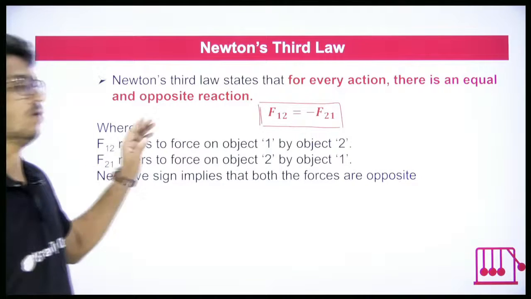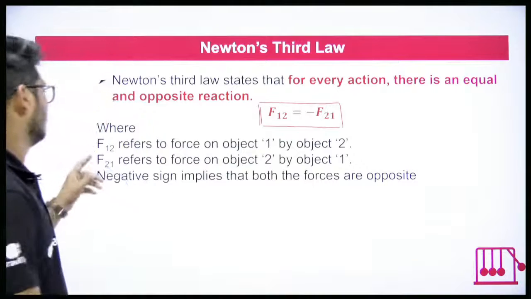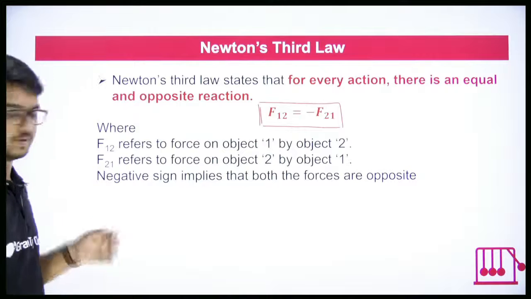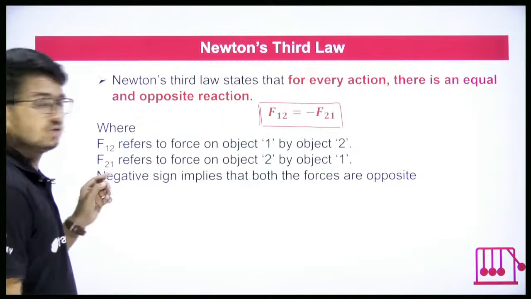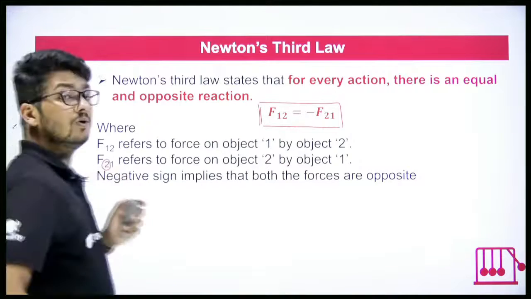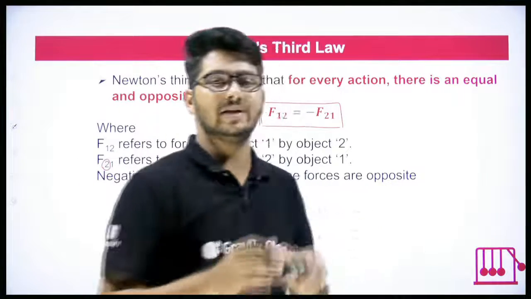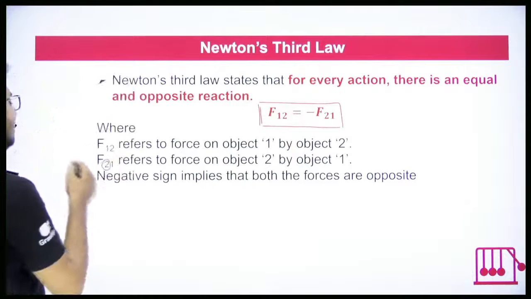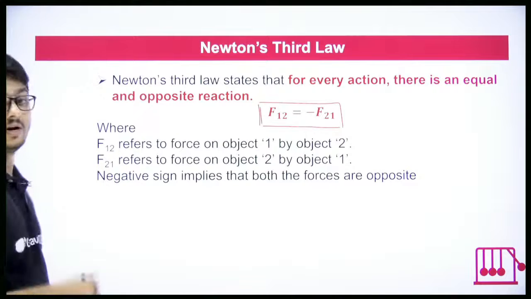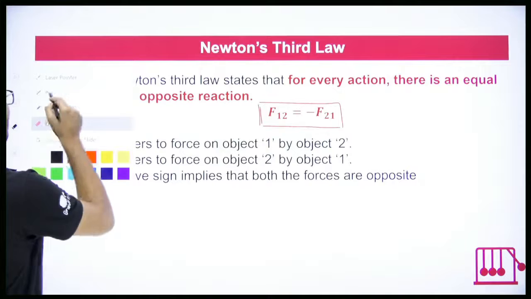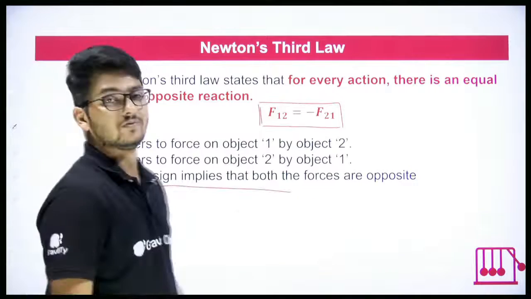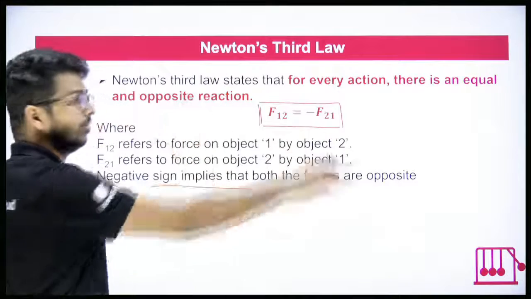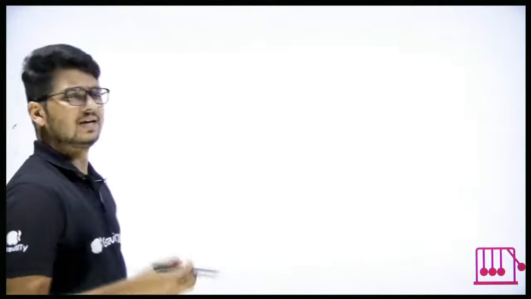F12 refers to force on object 1 by 2. F21, the order is important. When we say F21, 21 is in the subscript. So when we write it that way, it refers to force on 2 by 1. It's a naming convention. That's important, okay, because that is the official way of writing it down. So it is important to understand what that means. And the negative sign implies that both forces are opposite. Now let's understand the same law using an experiment, using an activity.